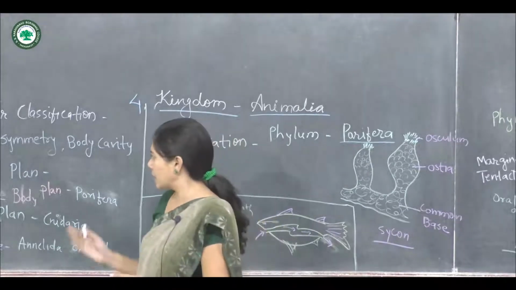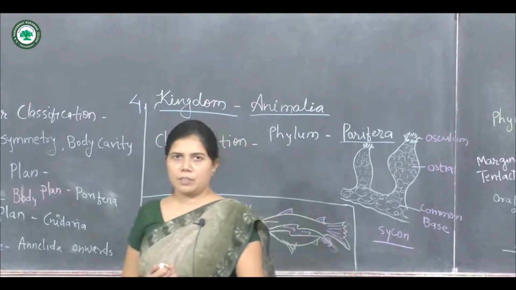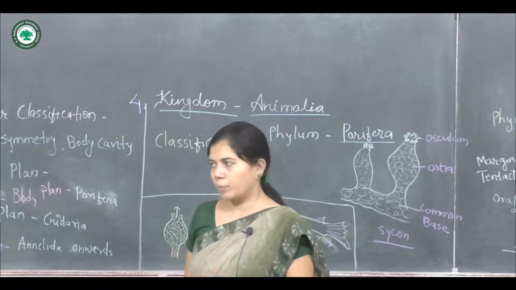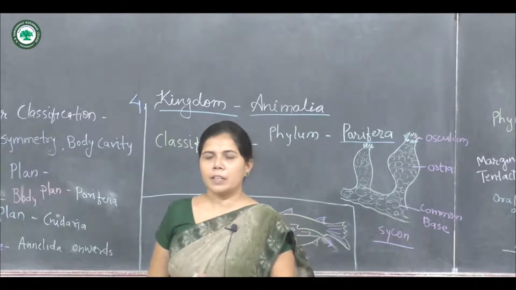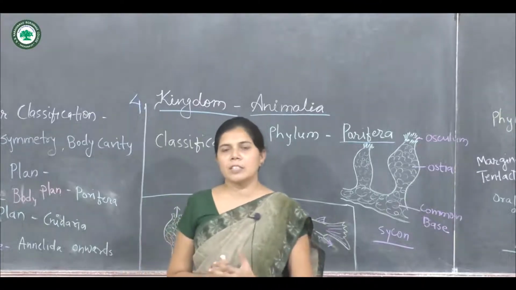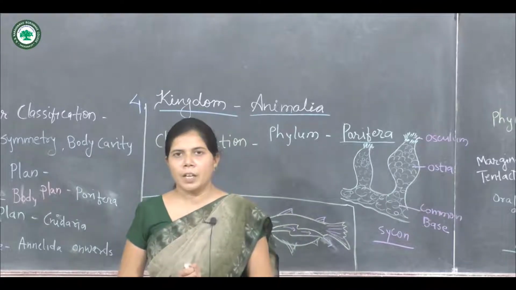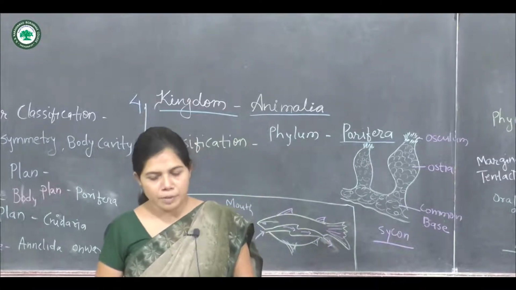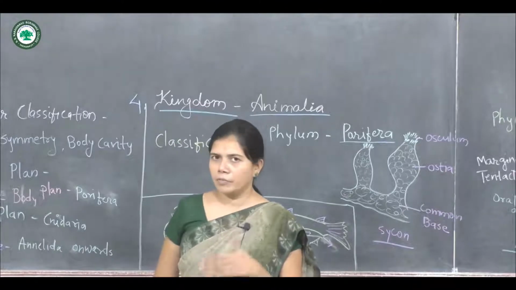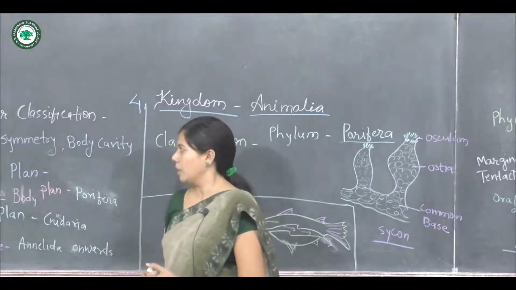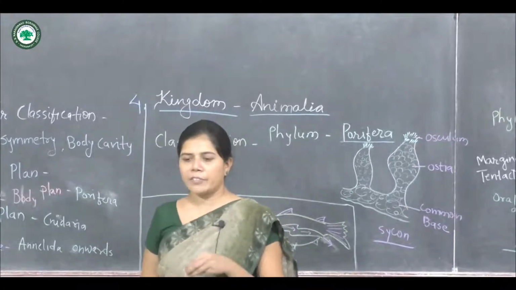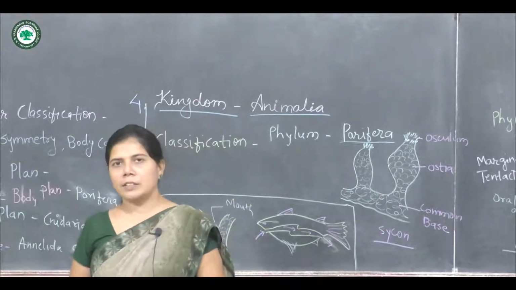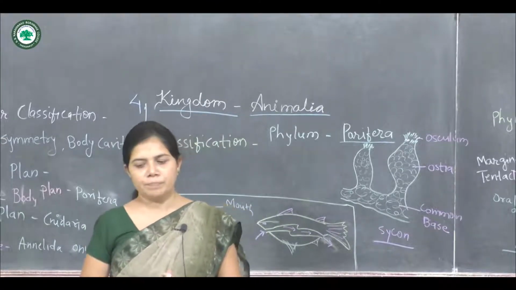The second point is body symmetry. Animals have a definite symmetry, which means a definite shape of the animal, and that shape depends on the symmetry. What is symmetry? There are three types of symmetry: bilateral symmetry, radial symmetry, and asymmetrical. We will discuss these three types in detail. Again, the body cavity. The body cavity can be acoelomate, pseudocoelomate, or coelomate. These are the three types of body cavity.